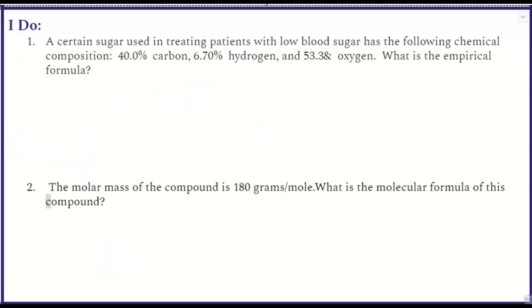So I'm going to start working through some of the problems here for you, or this problem for you. Let me get my pen to working. And so first off, this is sugar used in treating patients with low blood sugar. It has the following chemical composition: 40% carbon, 6.7% hydrogen, and 58.3% oxygen. What is the empirical formula?